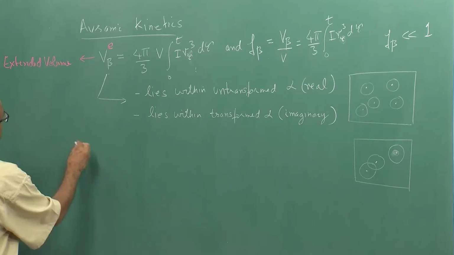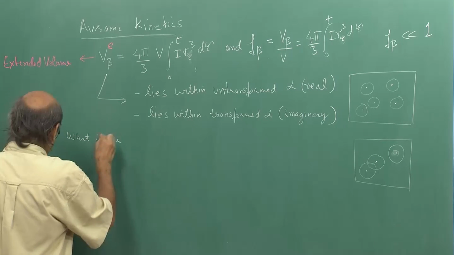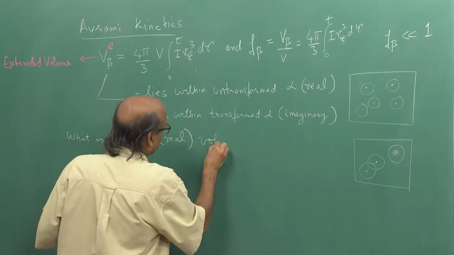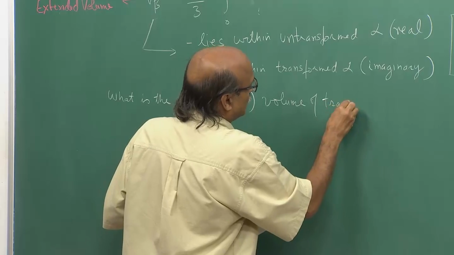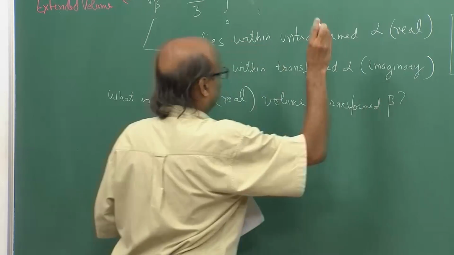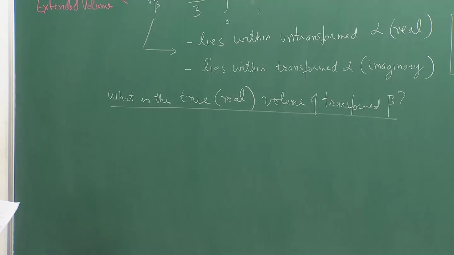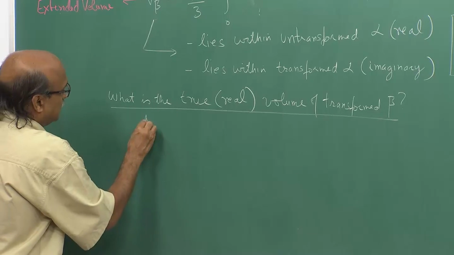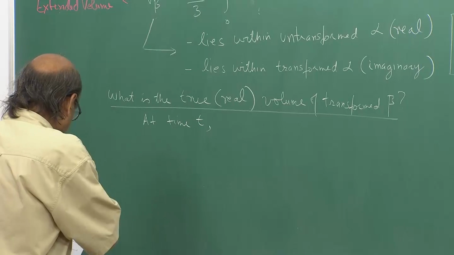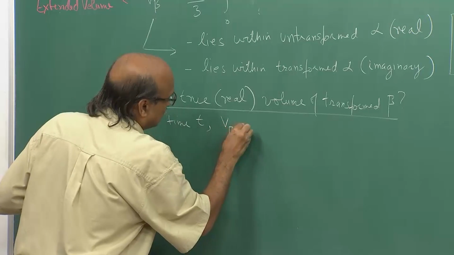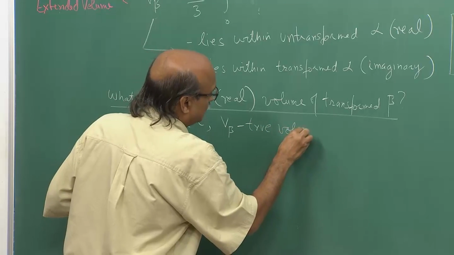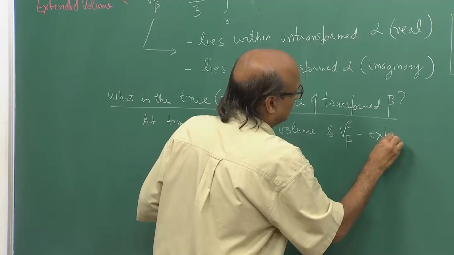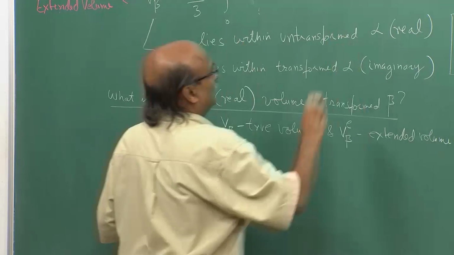So, we need to determine the true or real volume of transformed beta. How do we do this? Let us say at time t, V beta is the true volume and V beta E is the extended volume.